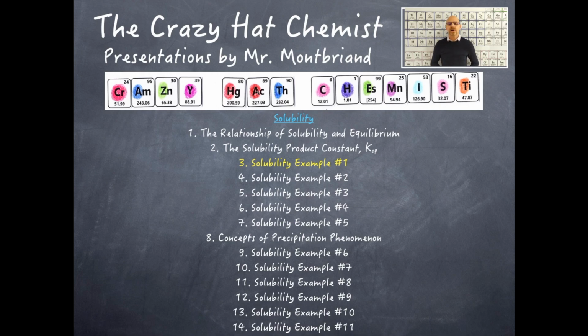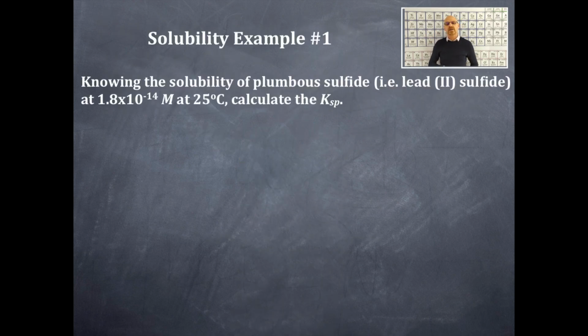So, another video here on solubility. Let's get moving. Bam! Today we're talking about solubility example number 1. Knowing the solubility of plumbous sulfide, that is lead(II) sulfide, at 1.8 times 10 to the negative 14 molar at 25 degrees Celsius, calculate the Ksp. All right, so let's see what we can do here.